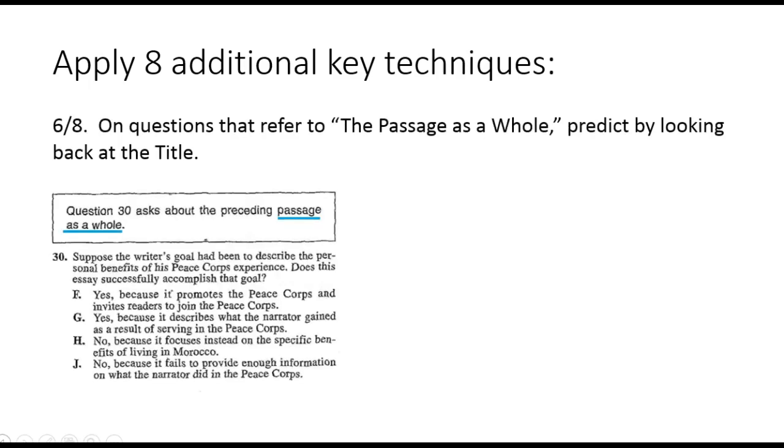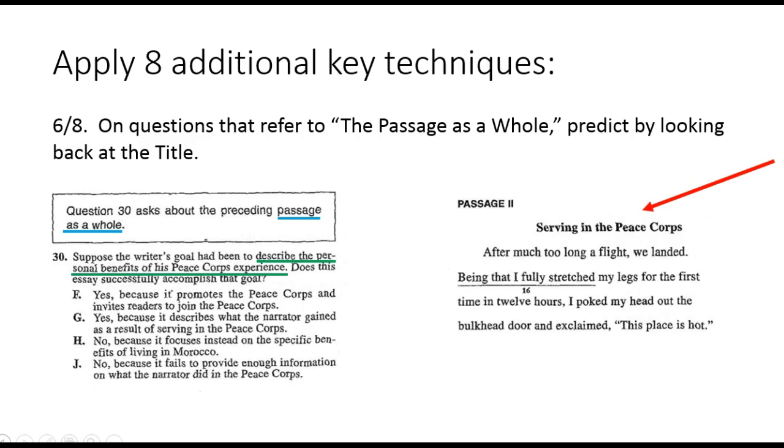Whenever a question refers to the passage as a whole, you're going to predict by looking back at the title. You want to look back at the title, and also, there's probably going to be a key phrase in the question, since it's a rhetoric question, that says exactly what the right answer must do. But also go back and look at that title. You can often tell the entire answer just from reminding yourself what the title was, and then the answer about the passage as a whole gets really clear.